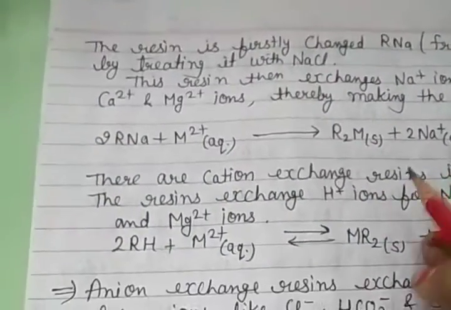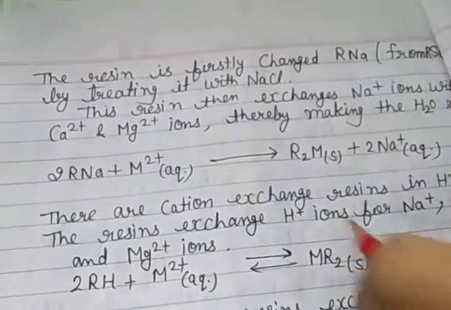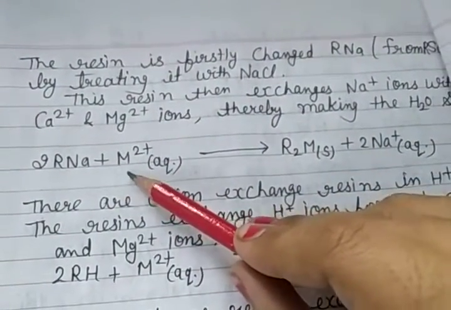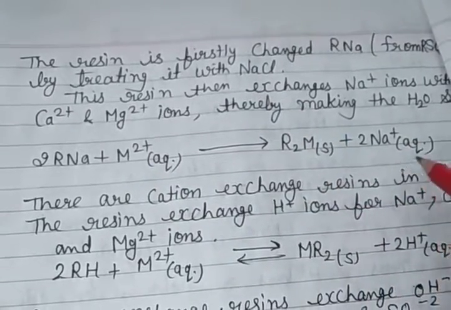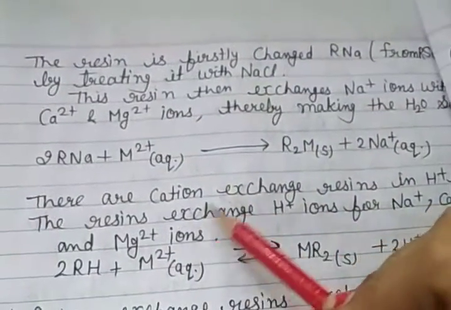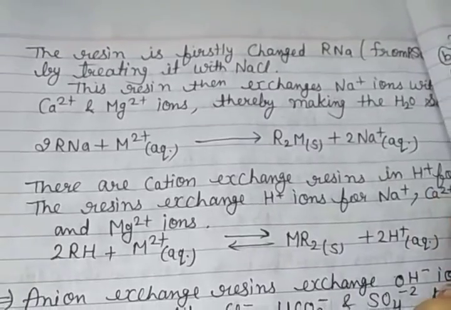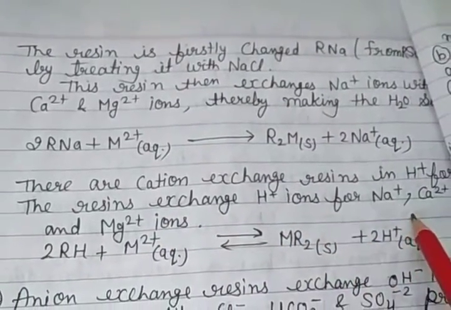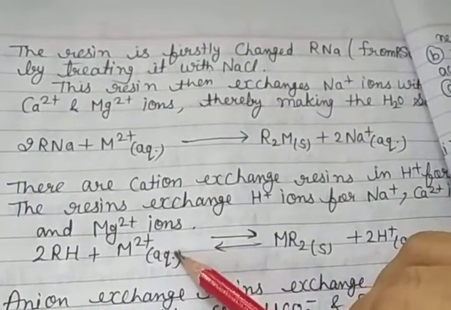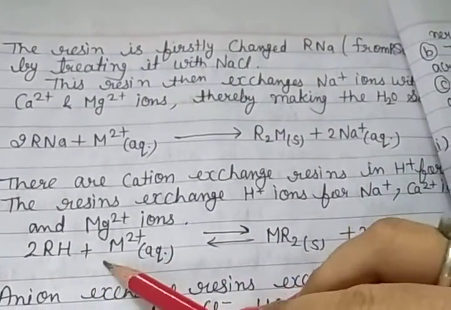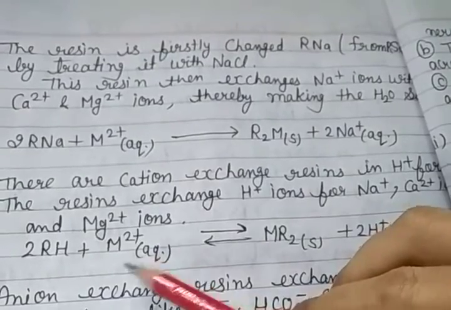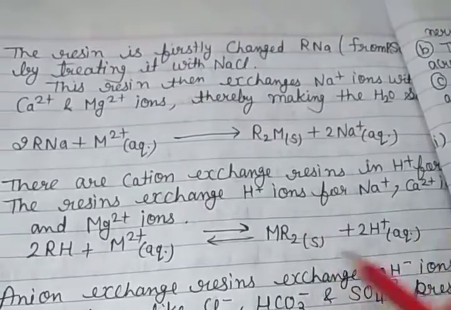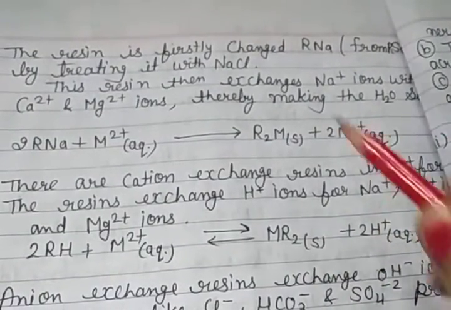The reaction is: RNa reacts with M2+, giving R2M plus 2Na+ out. And there are cation exchange resins in the H+ form. The resin exchanges H+ ions for Na+, calcium and magnesium 2+ ions. So 2RH reacts with M2+ to give R2M and 2H+ ions. This is the removal of cations, and the water becomes acidic.